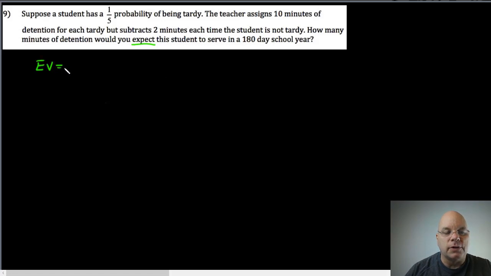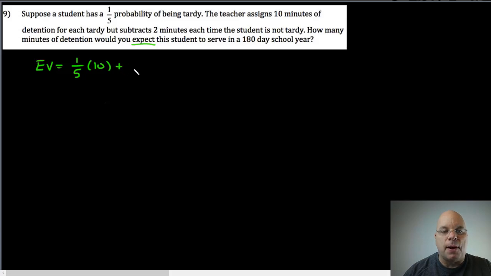The expected value can be calculated by multiplying the probability of an event by the value of an event, and then adding to that the probability of a second event multiplied by the value of that second event. And you keep going until you've accounted for all the events. This first event, the probability of being tardy is 1/5. And when you are tardy, the teacher assigns 10 minutes of detention.